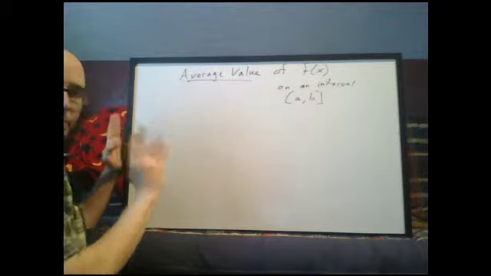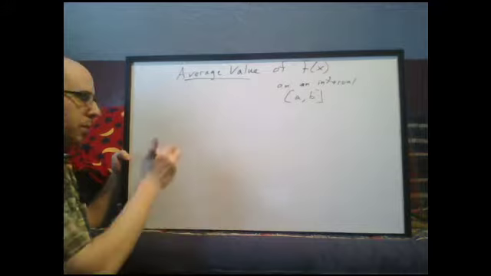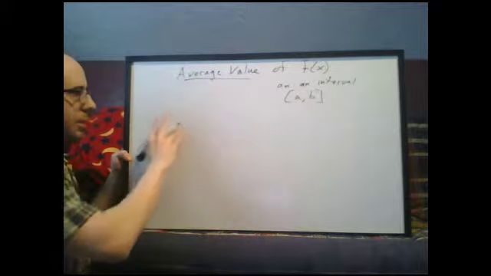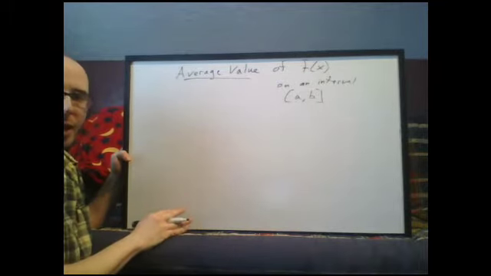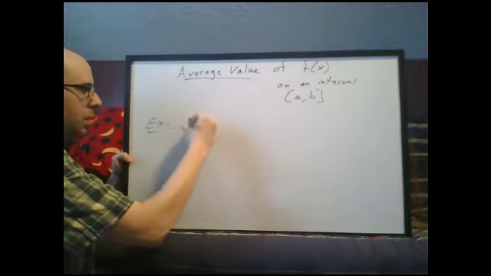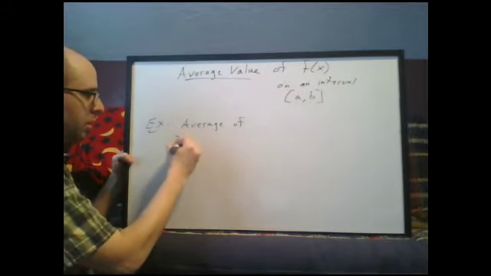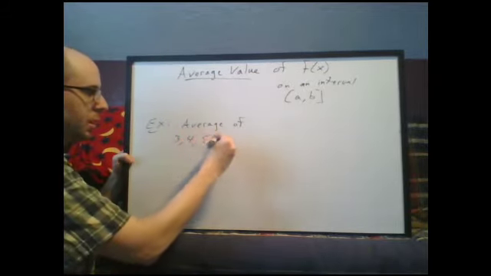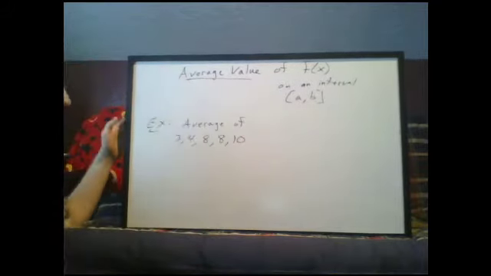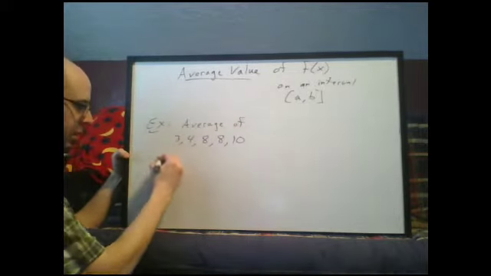All right. So some justification first, or motivation first. Let me hold off on telling you what the answer is, how you do this. Let's talk about what it means to take the average value of just a list of numbers. So this is an example first. The average of, let's say, 3, 4, 8, 8, and 10.